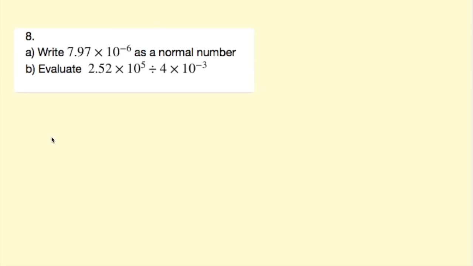Question 8 was about standard form, and it says write 7.97 times 10 to the minus 6 as a normal number. I would just keep it as simple as possible. I know 10 to the minus 6 is like 1 over 1 million, so you actually have to divide by a million. We know we need to divide by a million, and that decimal place is going to move back 6 places. 1, 2, 3, 4, 5, 6.